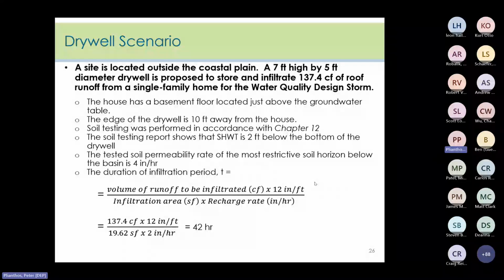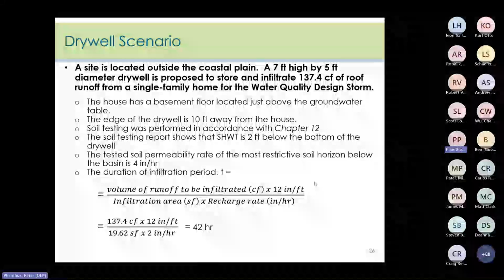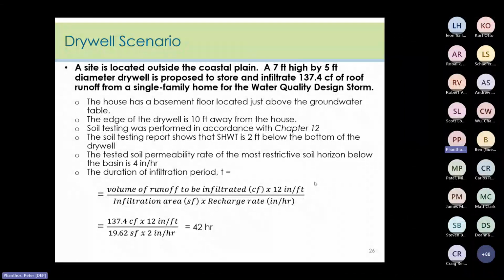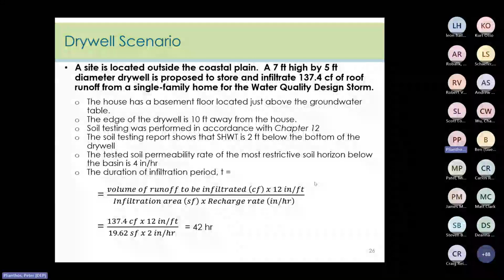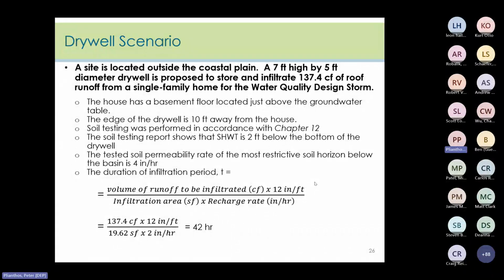Also note, the house has a basement floor located just above the groundwater table. The edge of the dry well is 10 feet away from the house. Soil testing was performed in accordance with Chapter 12. The soil testing report shows that the seasonal high water table is 2 feet below the bottom of the dry well. The tested soil permeability rate of the most restrictive soil horizon below the basin is 4 inches per hour.